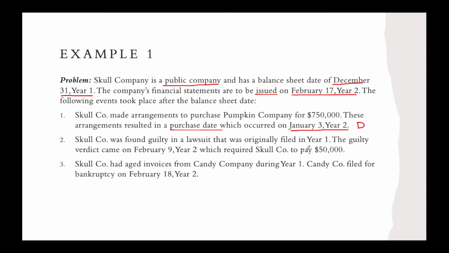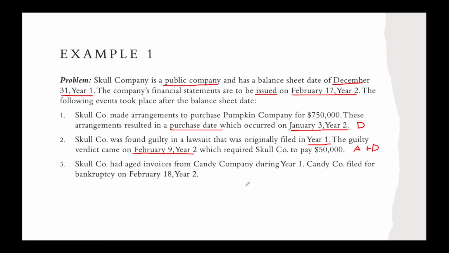So D for disclosure. Moving on to the next one here, Skull Company was found guilty in a lawsuit that was originally filed in year 1. Okay, so originally filed year 1. The guilty verdict came on February 9th, year 2, which required Skull to pay $50,000. Okay, so this guilty verdict came on February 9th, year 2, which happened after the balance sheet date. However, it affects a condition that existed as of the balance sheet date because the original lawsuit was filed in year 1. Therefore, that would be a recognized subsequent event. In that case, we would record an accrual and provide a disclosure. So A for accrual, D for disclosure.